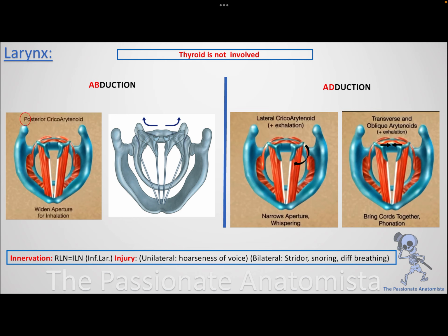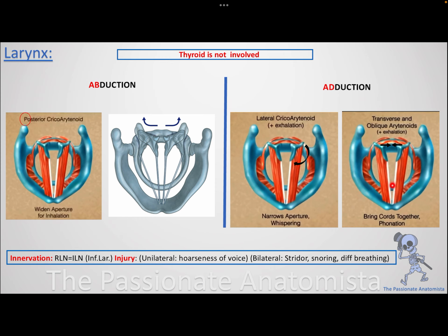All right. Now, when do we need the adduction? When we want to close off the rima glottidis, we bring them together in whispering and coughing or sneezing. We need to close off the larynx, and that would be done by the lateral cricoarytenoid. Thyroid is not involved. So anything with the important cartilages would be the correct name of the muscle. The cricoarytenoid lateral one would do adduction, and the transverse and oblique ones will help.